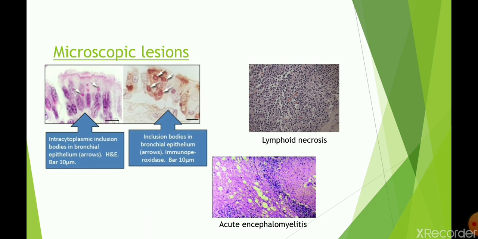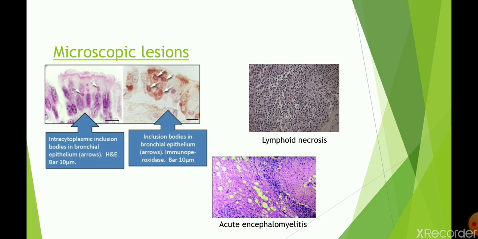Then microscopic lesions. It's the bronchial epithelium, the two pictures they are showing. In the cytoplasm, you can see the arrows. First picture you can see the intracytoplasmic inclusion bodies. And second picture, inside the nucleus, if you observe well, you can see the intranuclear inclusion bodies. Then the next picture is a section of lymph node, a necrotized lymph node. You can see some areas of necrosis, so lymphoid necrosis.